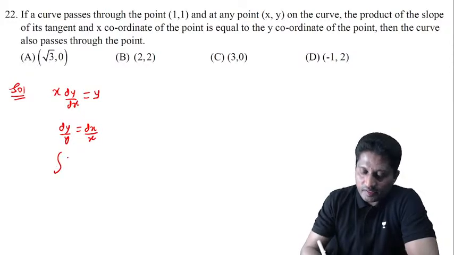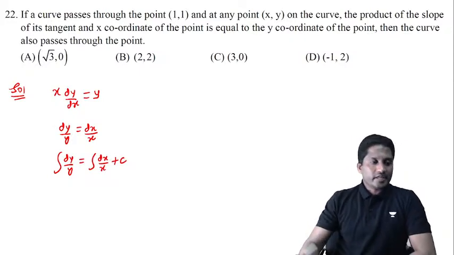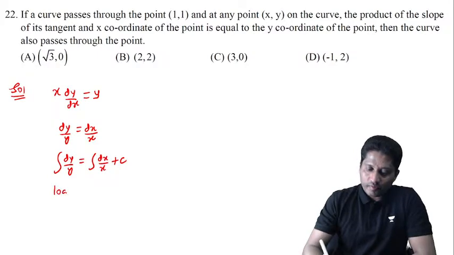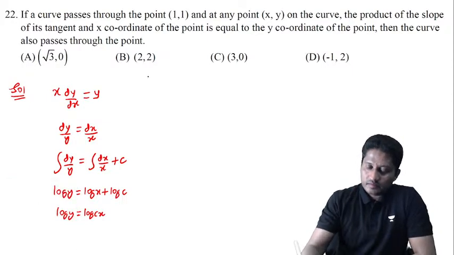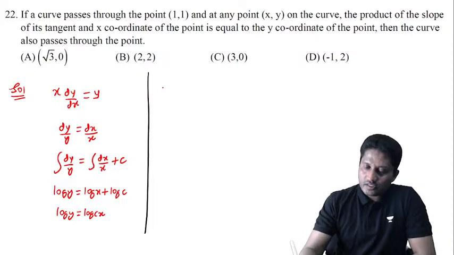Now if I integrate, you get integration of dy by y is equal to integration of dx by x, and then plus c, isn't it, guys? Integration of 1 by y is log y, right? 1 by x is log x. C can be written as log c. Now log y is equal to log of cx. Now if I equate, you will get log y is equal to log cx, which is the same as y equal to cx. Y equal to cx, you call equation 1.